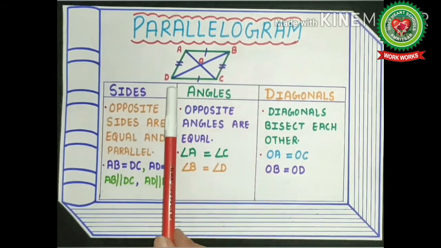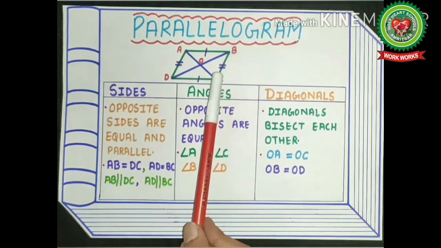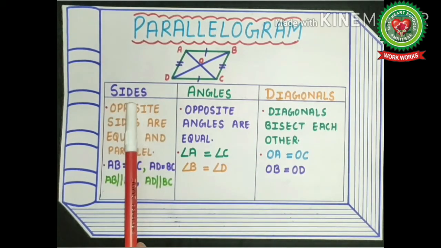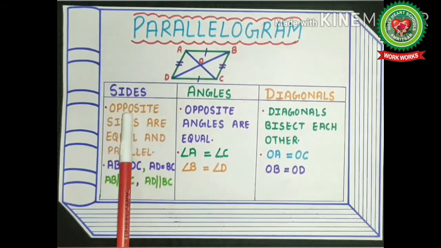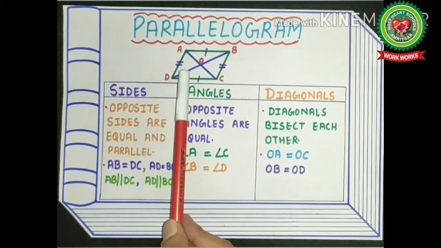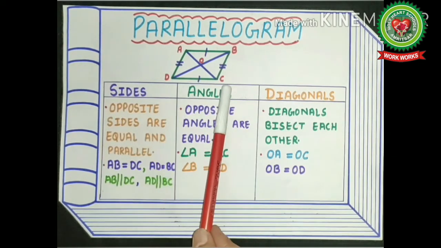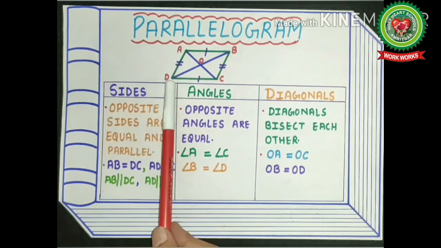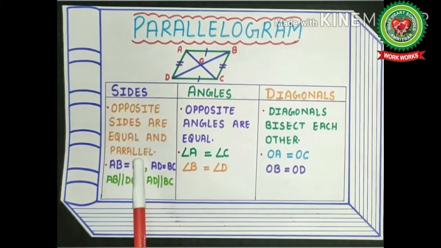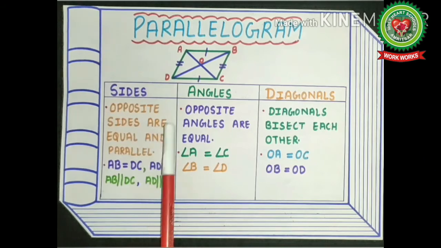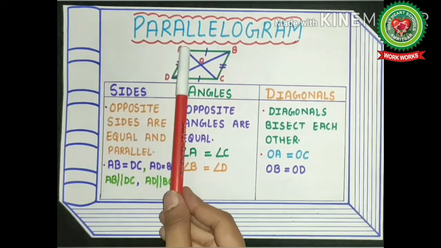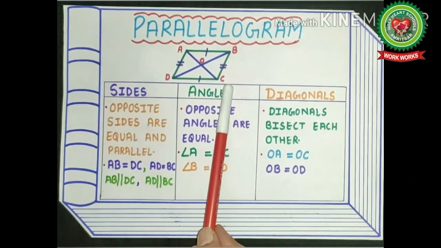Students, the parallelogram's name is ABCD. First we will discuss sides. In a parallelogram, opposite sides are equal. That means AB is equal to DC. Second, AD is equal to BC. And opposite sides are parallel. That means AB is parallel to DC. Second pair, AD is parallel to BC.